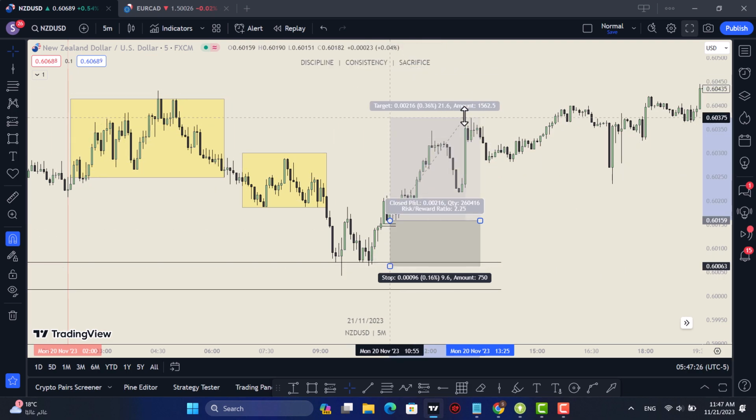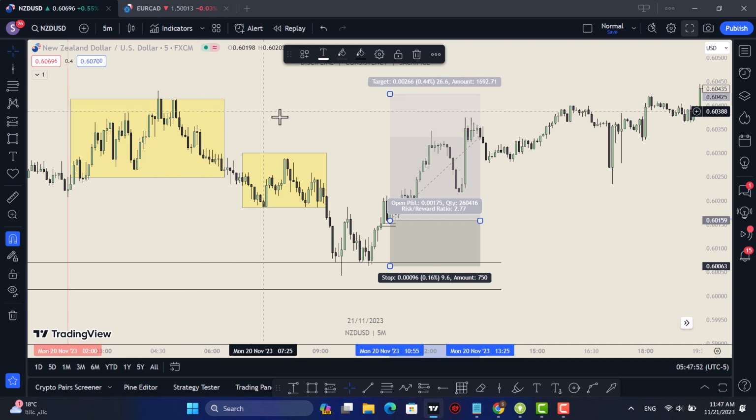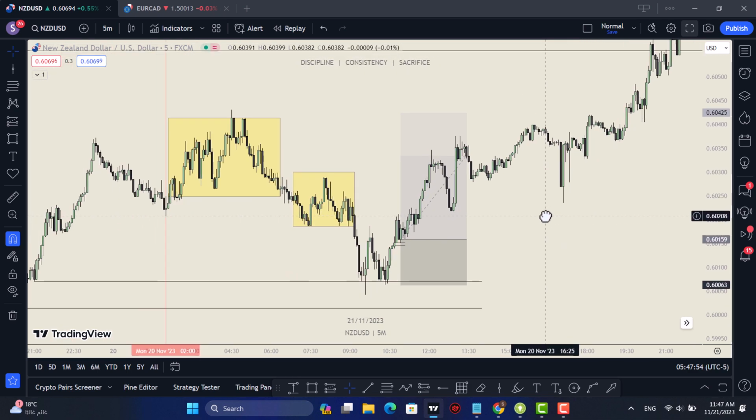2R. For me, I target 2R always, sometimes 3R, but 2R is the best for me. It's best for your psychology, and I have a high win rate because of it. And for you, you can target the original consolidation right here. And basically, this is it.